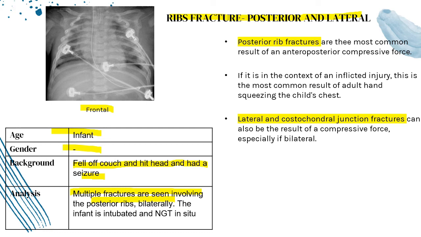Posterior rib fractures are most commonly the result of anterior-posterior compressive force. But in the context of an inflicted injury, the most common cause is an adult hand squeezing the child's chest. The lateral and costochondral junction fractures can also be the result of a compressive force, especially if bilateral.